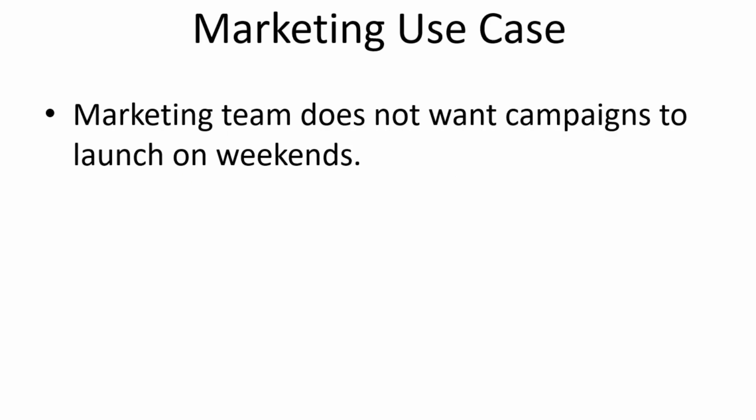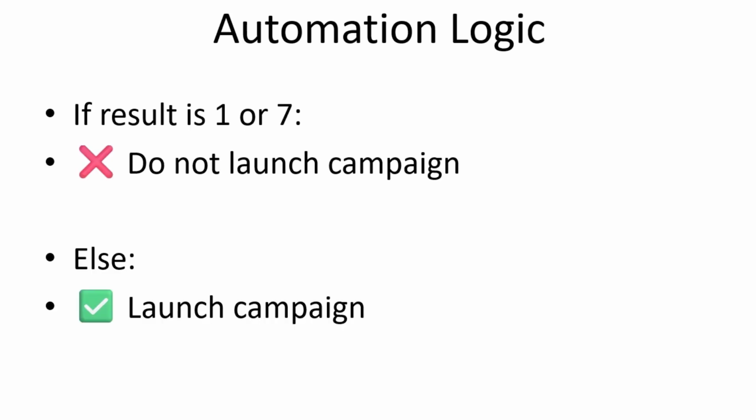Now, when do we use this particular function? Let's discuss a real life situation where we might use this function. So let's say your marketing team does not want to launch campaigns on weekends. So we can use this function to write this logic. If the result is 1 or 7, do not launch the campaign, else launch the campaign. So you'll use this function to check whether the day of the week is 1 or 7.